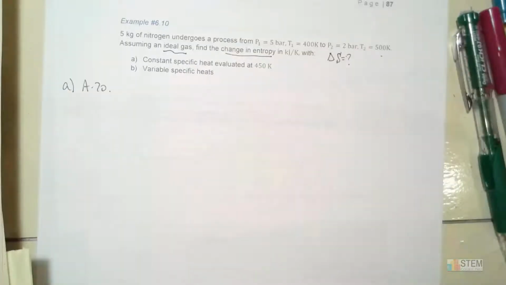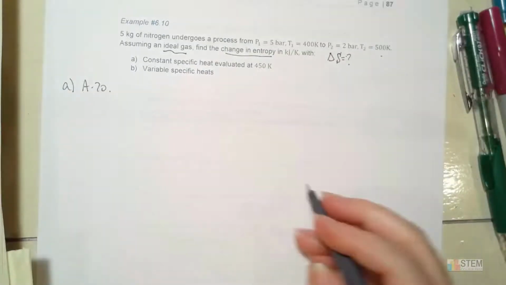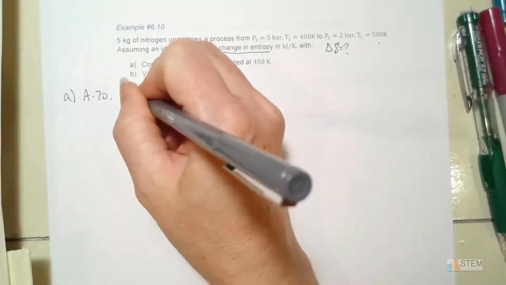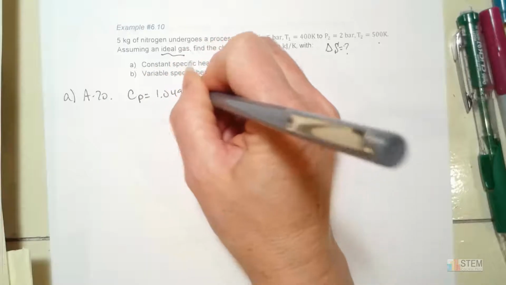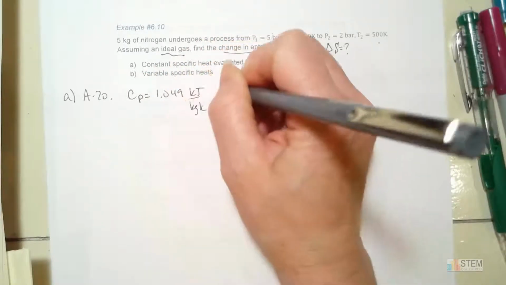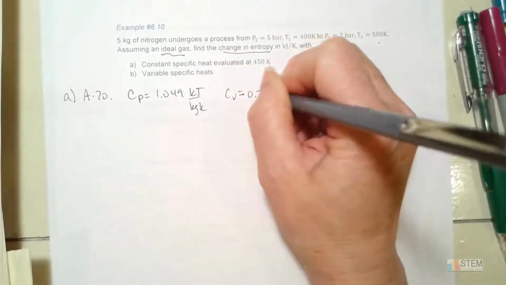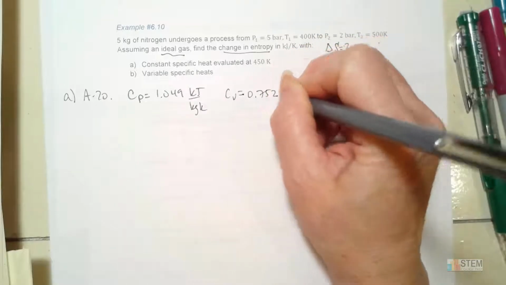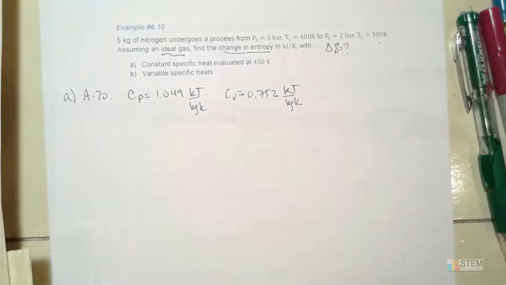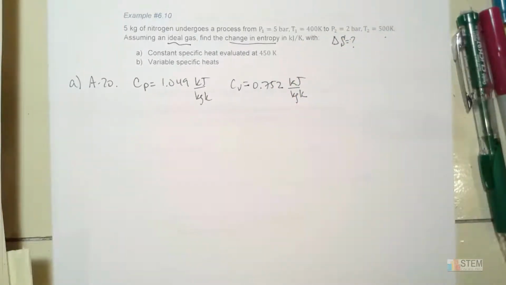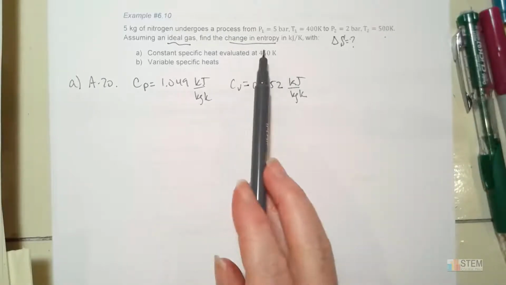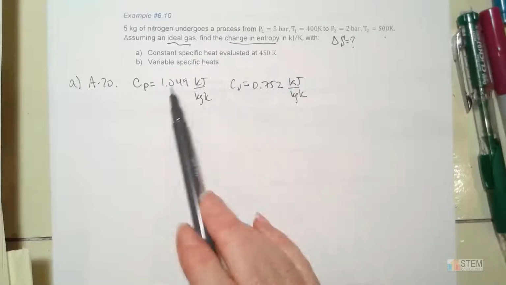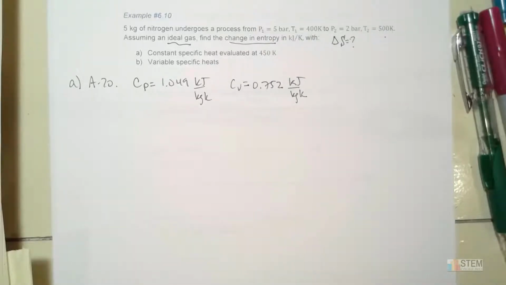Let's write those down. CP was 1.049 kilojoules per kilogram Kelvin. CV is 0.752, kilojoules per kilogram Kelvin. Now we've got those values. We are assuming that these are constant, right, because we said we were looking at this temperature. Those values are going to stay the same.